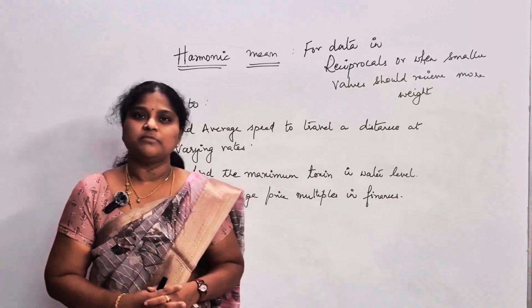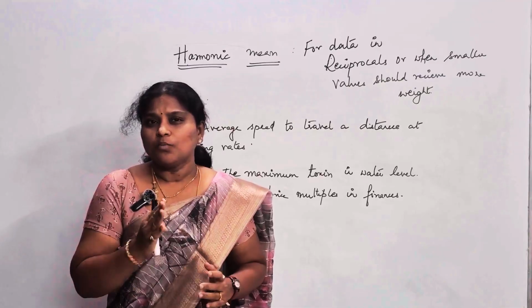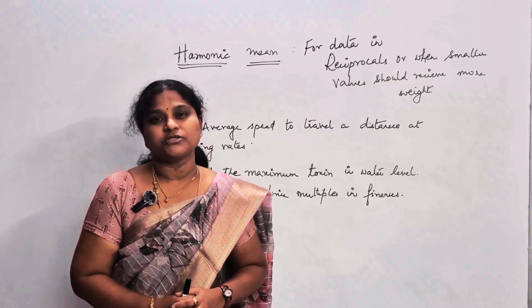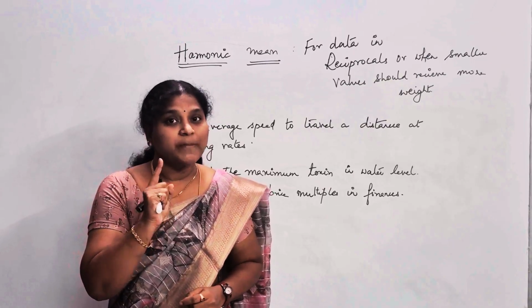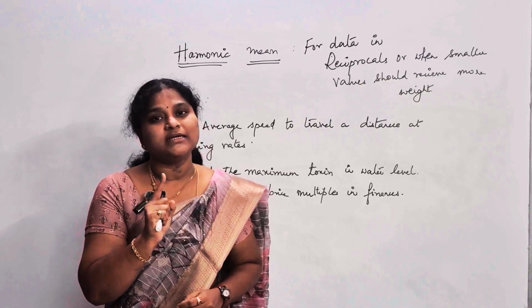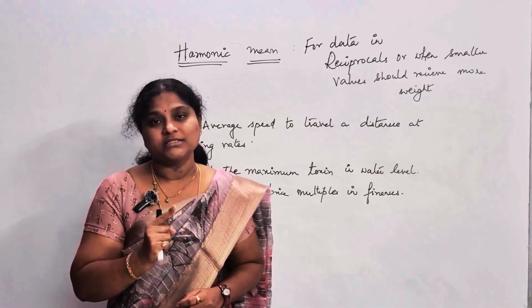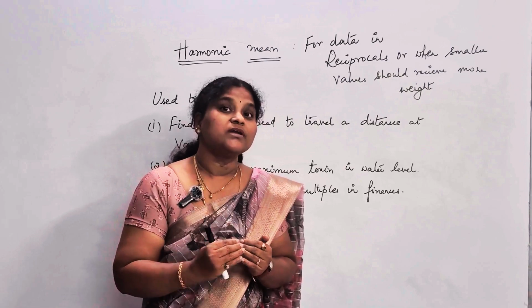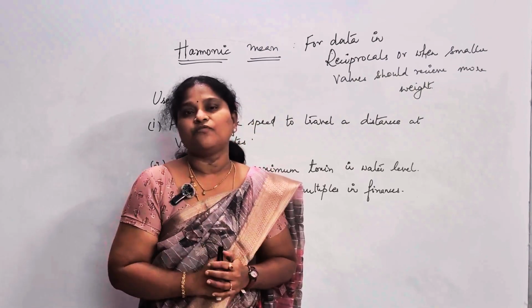The last and final measure of central tendency is harmonic mean. Why is harmonic mean preferred even though we have 4 other measures of central tendency? Because harmonic mean is specially required when the data is given in the form of reciprocals, inverses, or ratios. When smaller amounts of data are given higher priorities and require more weightage, for such type of data sets we require harmonic mean.